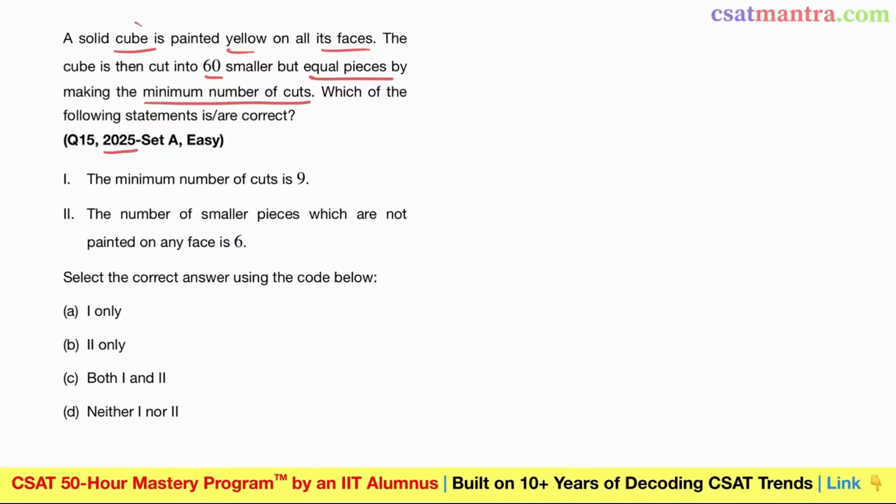See here, it should be cuboid, not cube. A cube you cannot cut into 60 smaller pieces, because 60 you cannot write as the cube of any side. Cube has all sides equal. Here A and A. A cube you cannot write as 60. So it should be cuboid. There is a difference between cube and cuboid.